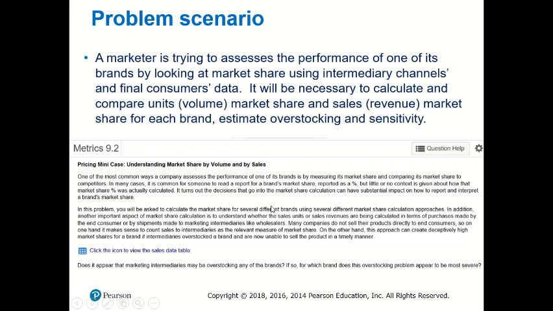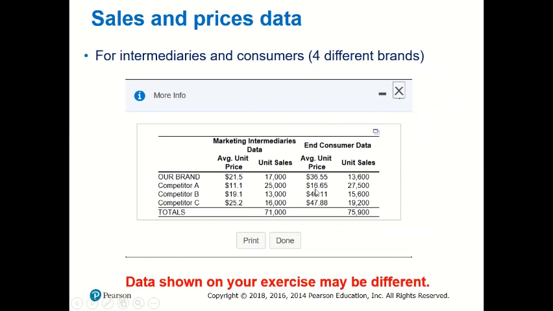So when you click to this icon here, this small table, you will find something like this. Remember that these are just examples of data, but in your own exercise, this will be different. The numbers, the values will be different. So for instance, what we see here is the data for our brand. Here, as we see on the left hand side, this first row is our brand, and then you have three competitors, brand A, B, and C, that you are going to compare with.